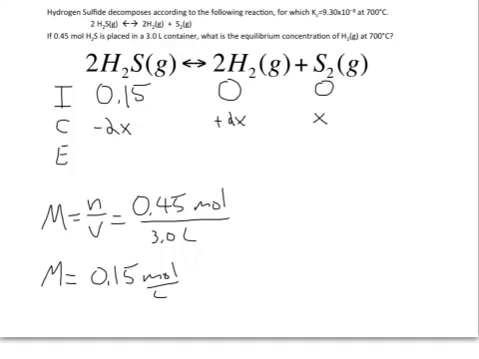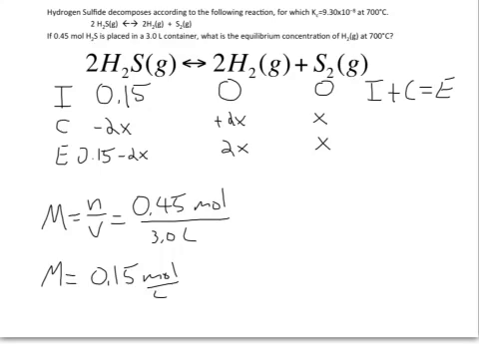And to figure out the equilibrium row of the table, remember that the equilibrium concentration is always equal to the initial plus the change. So in the case of the H2S, I'm going to have 0.15 minus 2x. I'm going to have 0 plus 2x, or just 2x, for the hydrogen, and 0 plus x, or just x, for the S2.